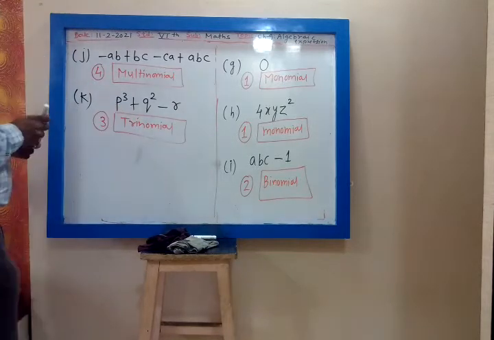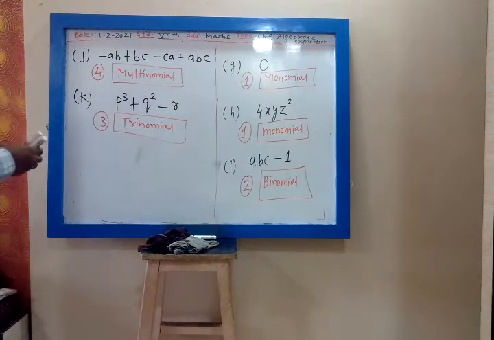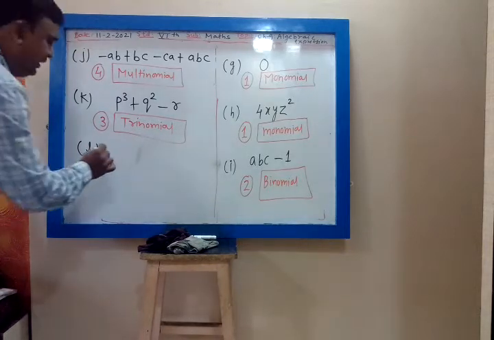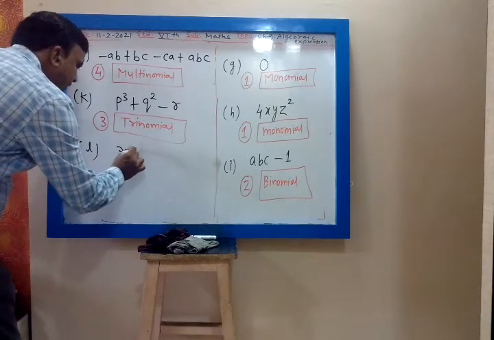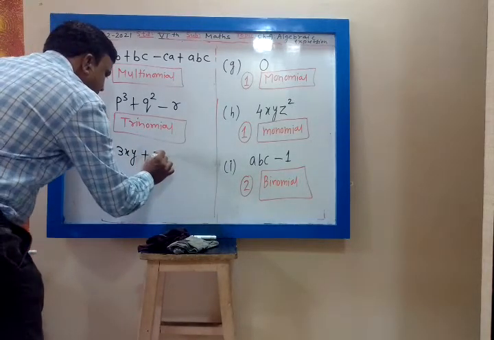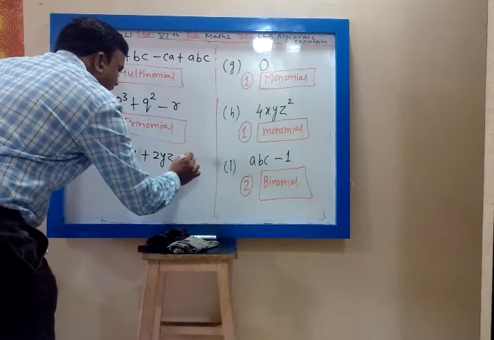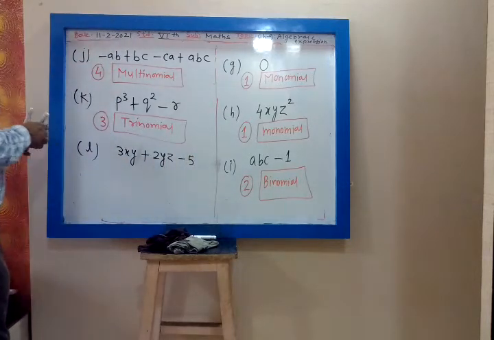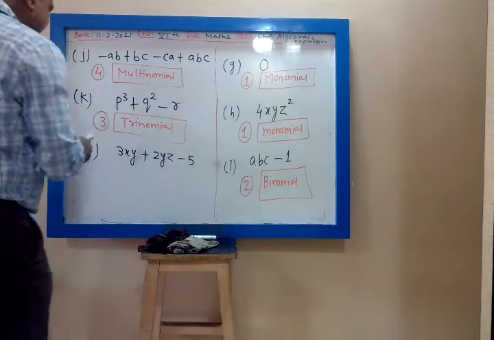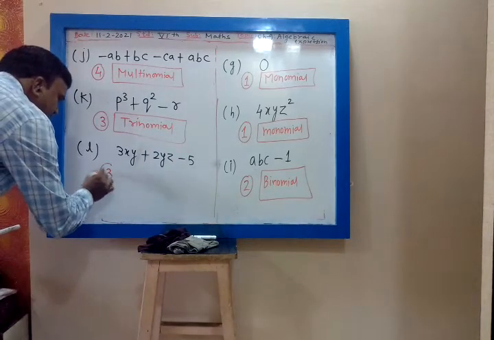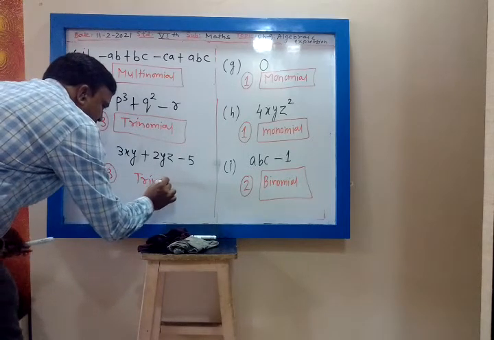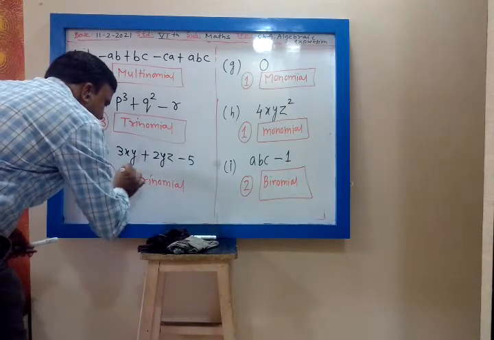Let me see. L is 3xy plus 2yz minus 5. How many terms are there? 3 terms: 3xy, 2yz and minus 5. So it is trinomial. Yes, very good.